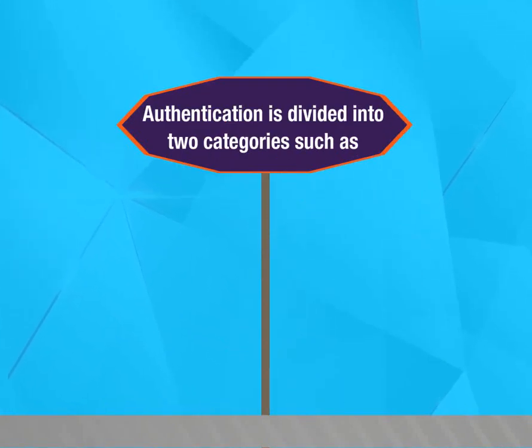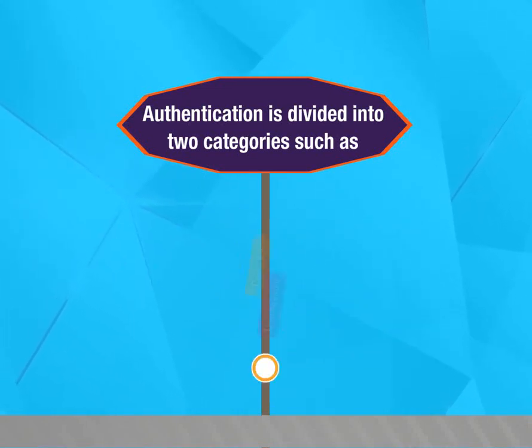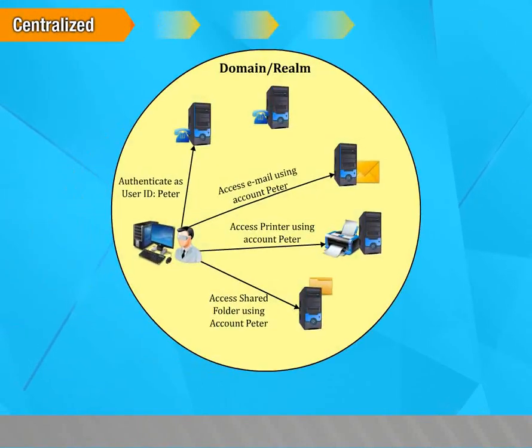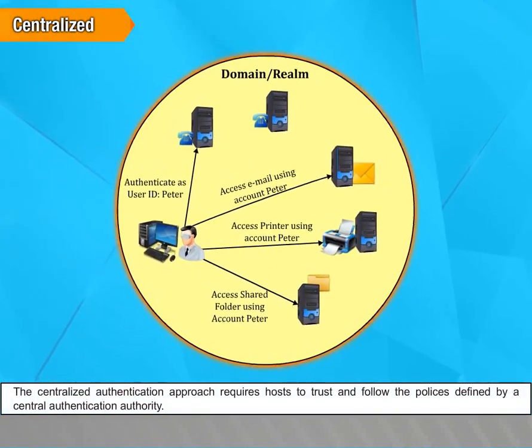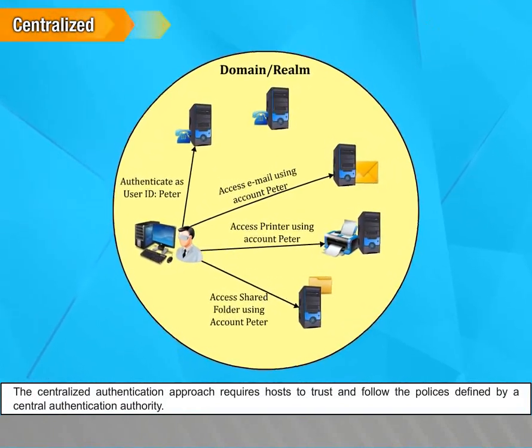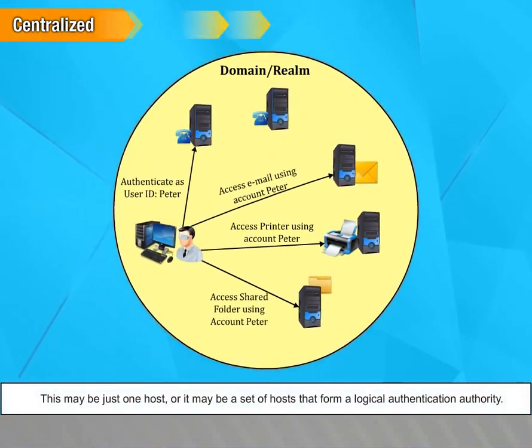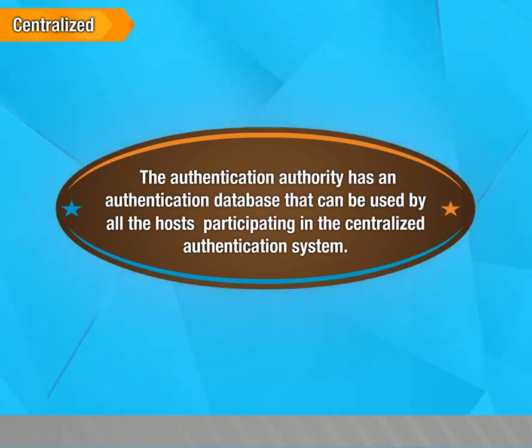Authentication is divided into two categories: centralized and decentralized. Centralized. The centralized authentication approach requires hosts to trust and follow the policies defined by a central authentication authority. This may be just one host or it may be a set of hosts that form a logical authentication authority. The authentication authority has an authentication database that can be used by all the hosts participating in the centralized authentication system.